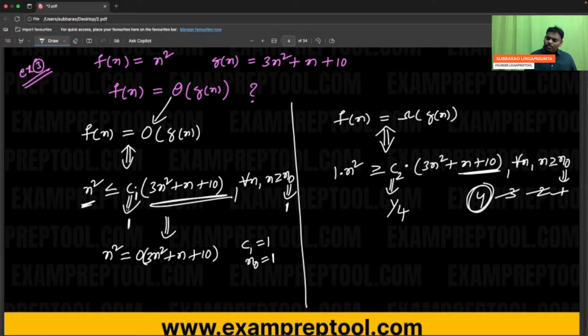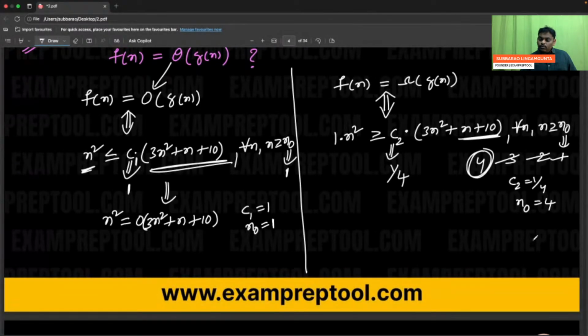So on the left side, C1 is 1 and n0 is 1. On the right side, C2 is 1 by 4 and n0 is 4. Remember, n0 as 4 means 4 onwards it works. Here n0 as 1 means 1 onwards it works, so it will work for 2, 3, 4, 5 also, and so on. When you say 4 onwards works, it will work for 4, 5, and so on. So from 4 onwards, they both are working.